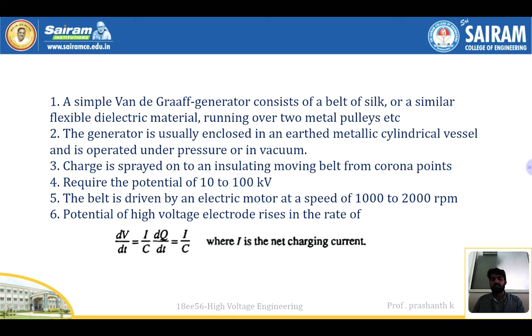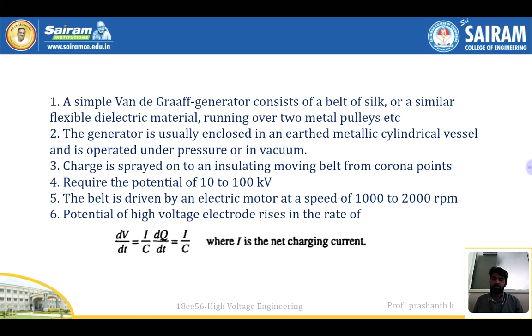Charge is spread on an insulating moving belt from the corona point. So from the starting point to the other point, the charge will be spread. A potential of 10 to 100 kilovolts is required, and the belt is driven by an electric motor at a speed of 1000 to 2000 rpm. So that is the motor speed, I mean the belt movement.